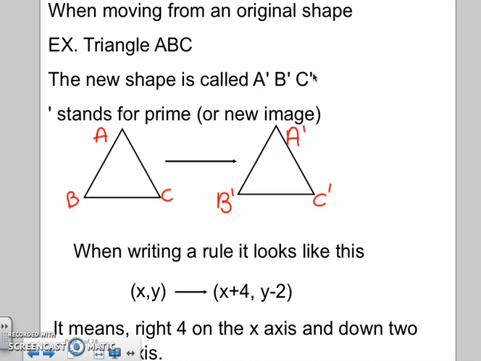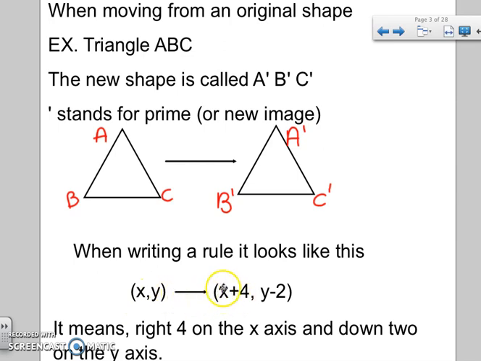So when I'm looking for your answer on a quiz or something, I'm going to be looking to see whether you put those primes, because that's going to tell me that's your new image, okay? So when you write the rule, here's what writing a rule looks like. So you're going to say, here's my point, x, y. And you're going to draw an arrow. So what I'm doing is I'm moving it, okay?